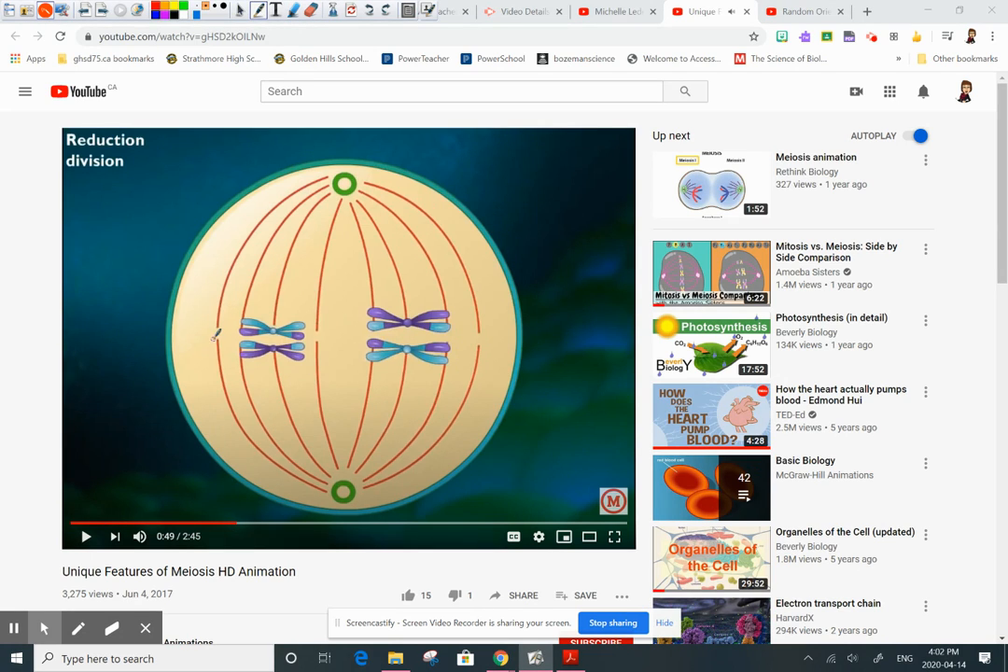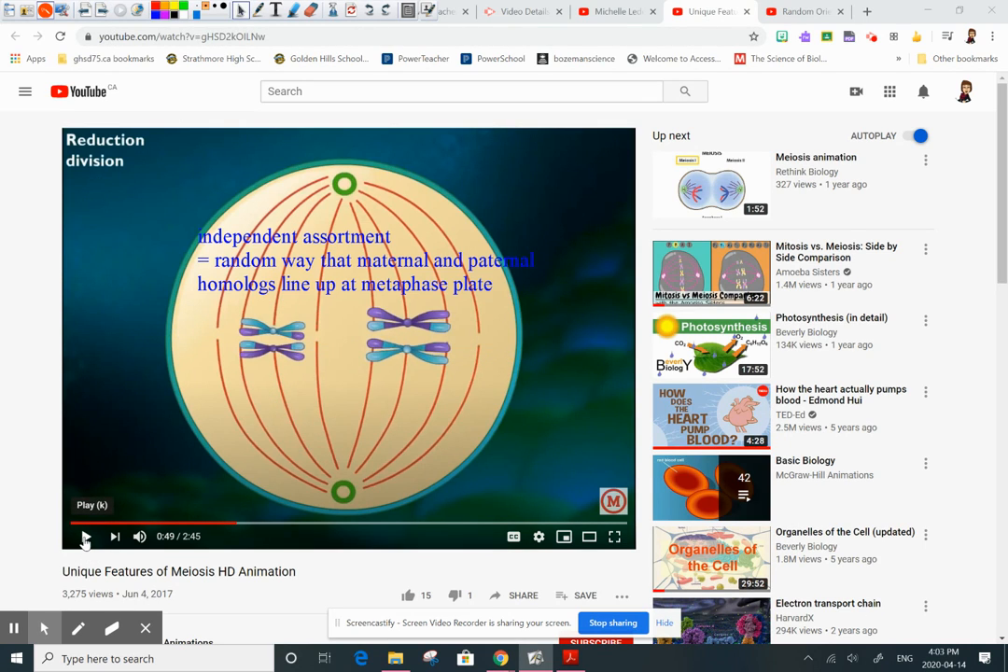Okay, so what we see here is independent assortment occurring. Here's our, that was a terrible straight line. It's not a straight line at all, but you can understand that I'm trying to show you the equator, right? So here's the equator, the equatorial plate or the metaphase plate. And again, depending on whether it is the maternal chromosomes lined up pointing to one pole or the paternal pointing to the opposite pole, we're scrambling the genetic material again, all right? So this is the major event called independent assortment. That is another way to increase genetic diversity.